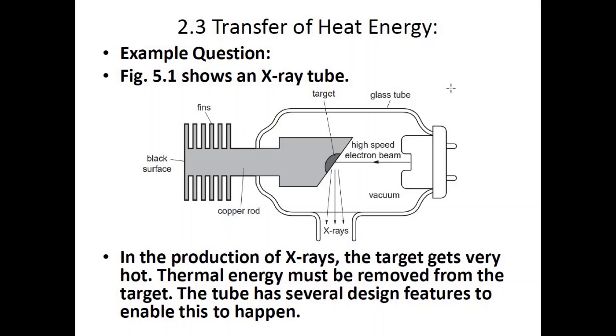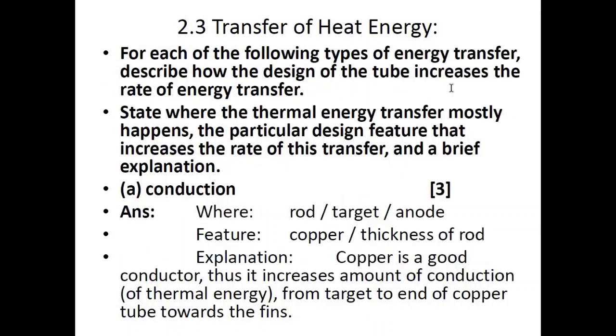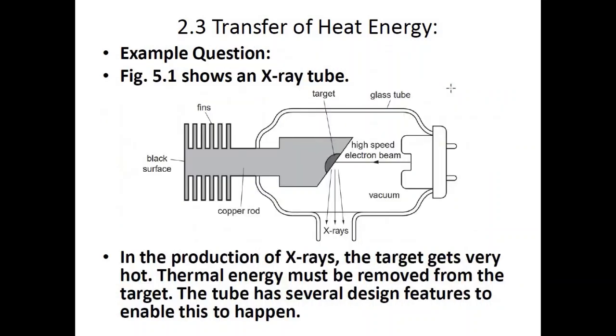Example question: Figure 5.1 shows an X-ray tube. In the production of X-rays, the target gets very hot. Thermal energy must be removed from the target. The tube has several design features to enable this to happen. For each of the following types of heat energy, describe how the design of the tube increases the rate of energy transfer. State where the thermal energy transfer mostly happens, the design feature that increases the rate of this, and a brief explanation. This is the X-ray tube.